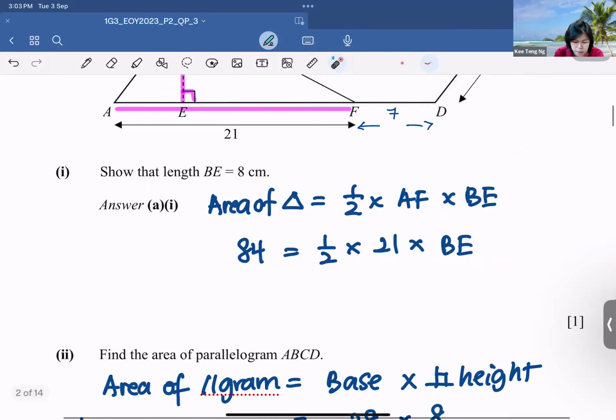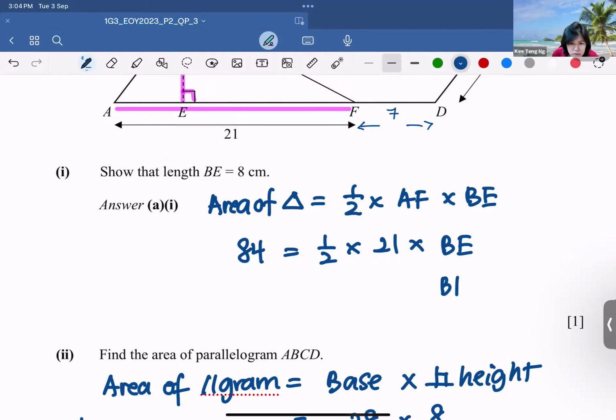How am I going to find BE? What am I going to do to undo times? How to undo half? I almost said out the answer. How to undo half? Quickly. If you want to end the lesson earlier, you must tell me the answer. Quick. How to get rid of half? How to get rid of 21? Anyone? Yes. Type me the answer, Haris. How to get rid of half?